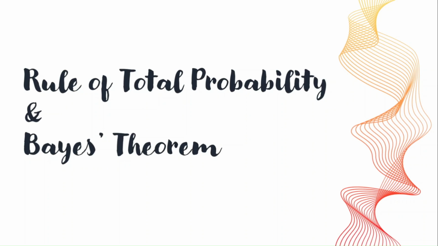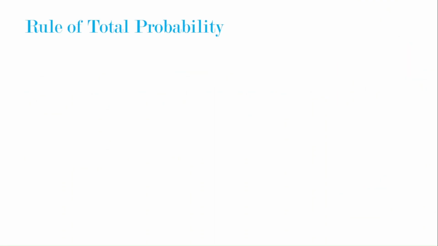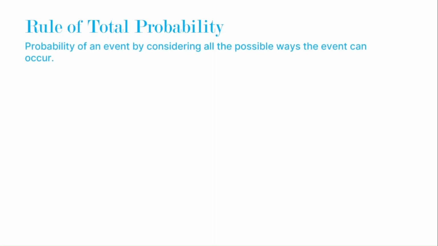In this session, we will discuss the concepts including the rule of total probability and Bayes' theorem. Beginning with the former one, it is a fundamental rule in probability theory that allows us to find the probability of an event by considering all the possible ways through which the event can occur. It is often used when the sample space is divided into exhaustive and mutually exclusive events. Let us understand this with an example.